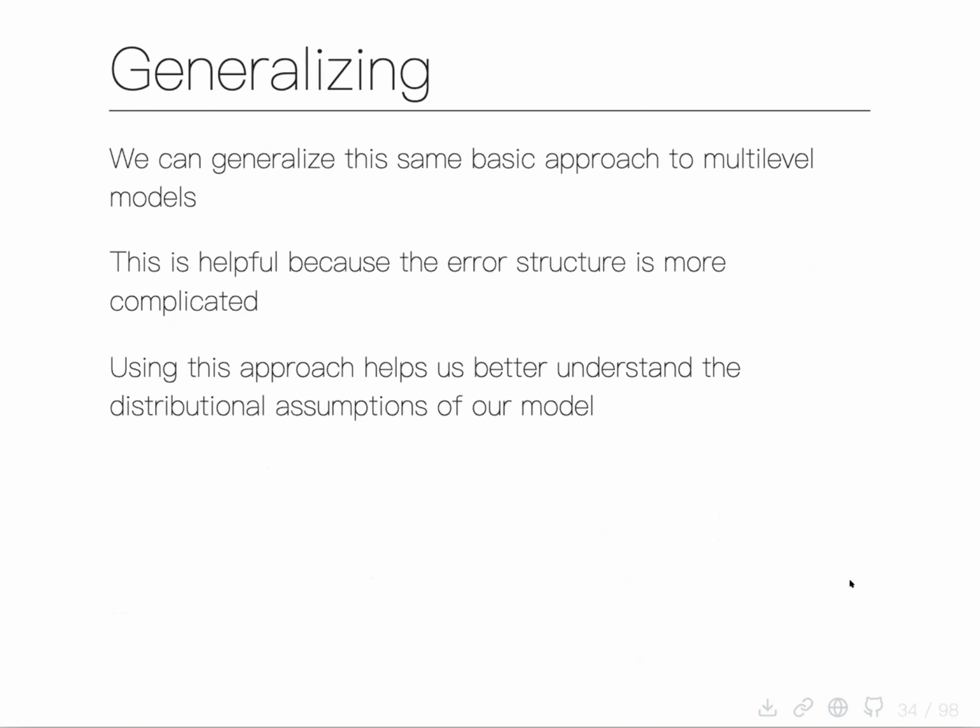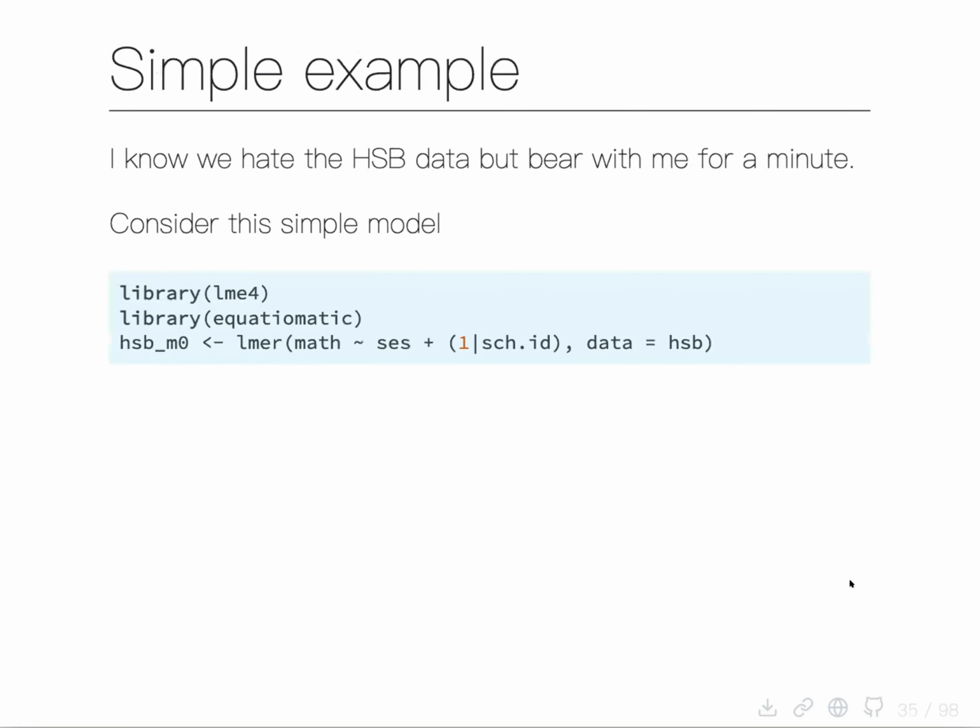But we can generalize that same sort of an approach to multi-level models. Okay, and again, I think this is helpful because it helps us understand the error structure when we have more complicated models. And when I say error structure with a multi-level model, that's going to mean the random effects variances and covariances also, not just the residual variance. Okay, so using this same sort of an approach will help us understand the distributional assumptions of our model better.